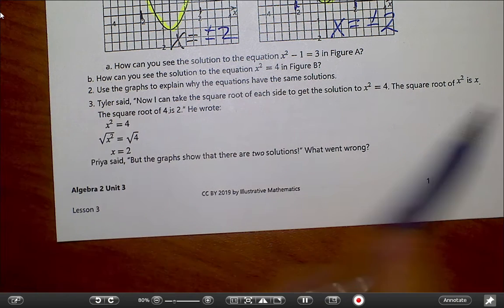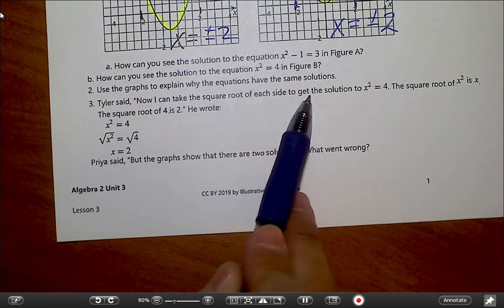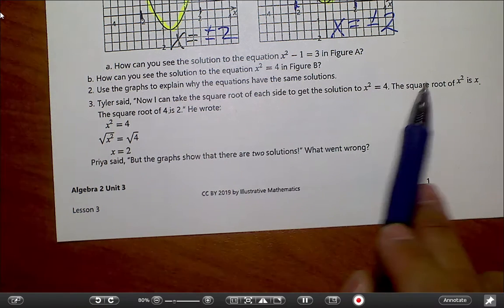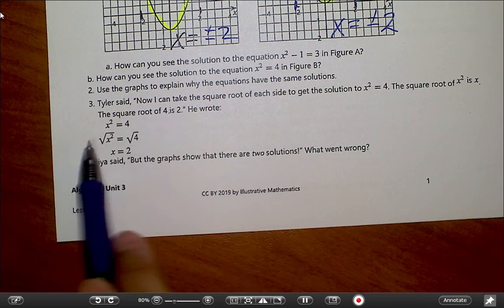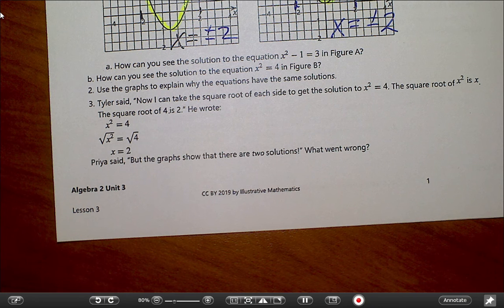Okay, it says right here, Tyler said, now I can take the square root of each side, get a solution, x squared is equal to 4. Square root of x squared is x, the square root of 4 is 2, and then wrote this. Is this right? Yeah. No. No? Yes? The square root of 4 is 2.